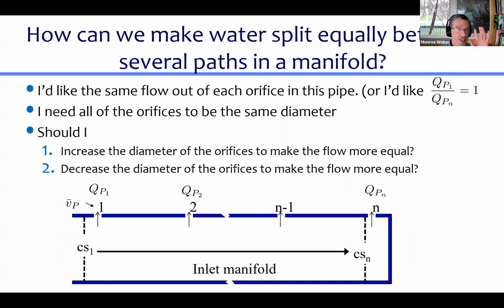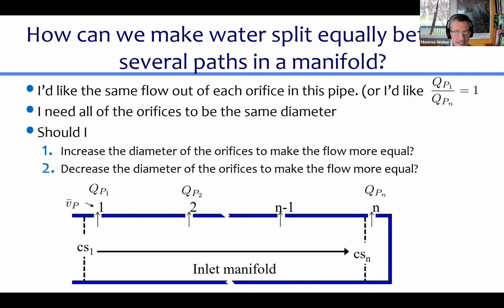But my question to you is, well, okay, I'd like Q_P1 over Q_PN, the flow out of port 1 divided by the flow out of port N, to equal 1. That's what I'd like to have happen. There's a reason why I'll never get that, but I'd like you to think about what I could do to get closer to having that ratio equal 1, meaning I get uniform flow?